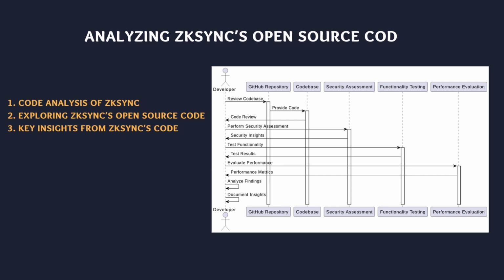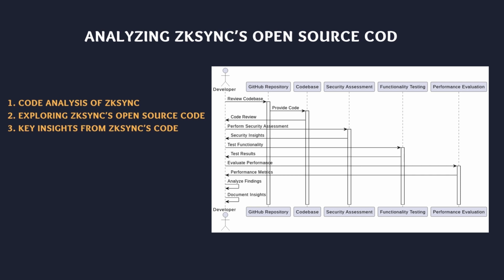1. Codebase review. We started with a thorough review of the zkSync codebase available on GitHub. This involved examining the main components, their interactions, and the overall architecture. 2. Security assessment. We focused on the security measures implemented in the code. This included analyzing the use of cryptographic techniques, such as zk-SNARKs and zk-STARKs, and other security practices. 3. Functionality testing. We tested the functionality of the smart contracts and other components to understand how transactions are processed, validated, and committed.